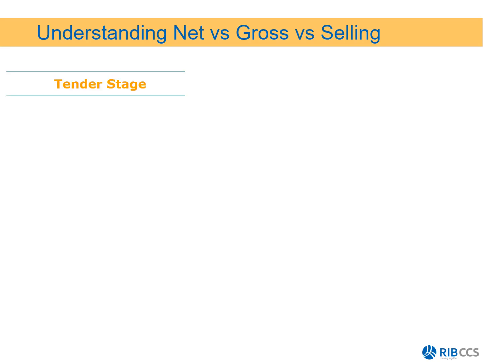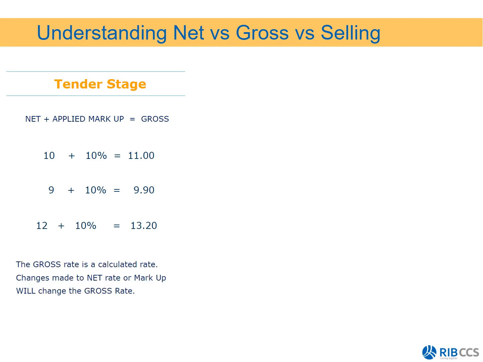So at tender stage, we say net rate plus applied markup gives you a gross rate. Now, this is ideal for tender stage because simply what it does is if we apply 10% markup to the job, we'll say 10 plus 10% will give you 11, and that's what we're going to be charging the client. Or 9 plus 10% equals 9.90. 12 plus 10% will give you 13.20. So therefore, the gross rate is calculated, and any changes made to the net rate or the markup will change the gross rate.